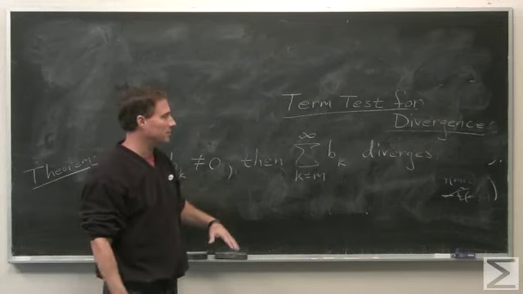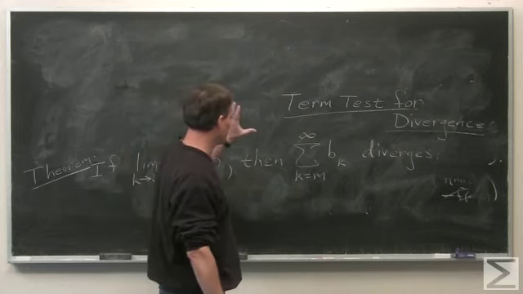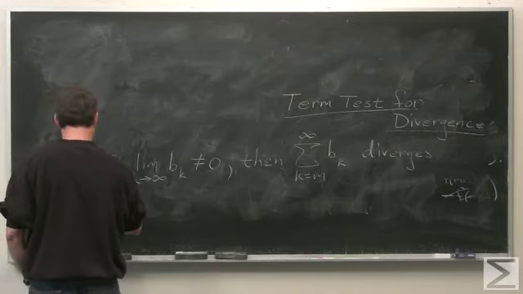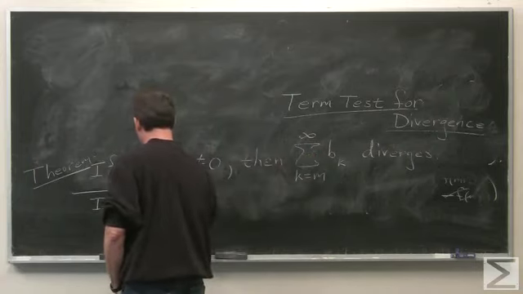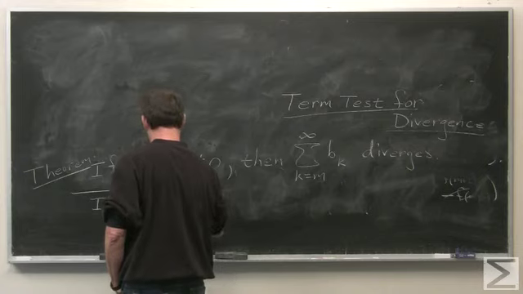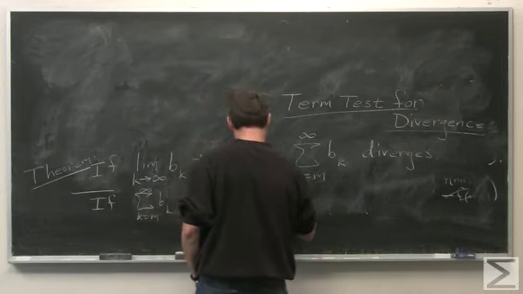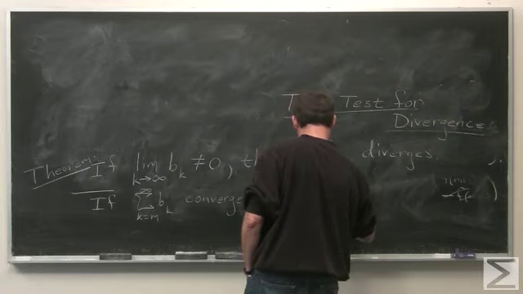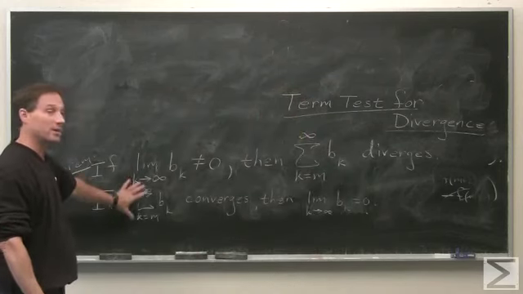Logically, this statement is the same as the contrapositive, which is actually the easier way to prove it. The contrapositive is, if not this, then not this. So this is the same statement as saying, if it's not the case that this diverges, so that means it converges, if the sum as k goes from m to infinity of bk converges, then the limit as k approaches infinity of bk has to be 0. Right, these are the same statements.